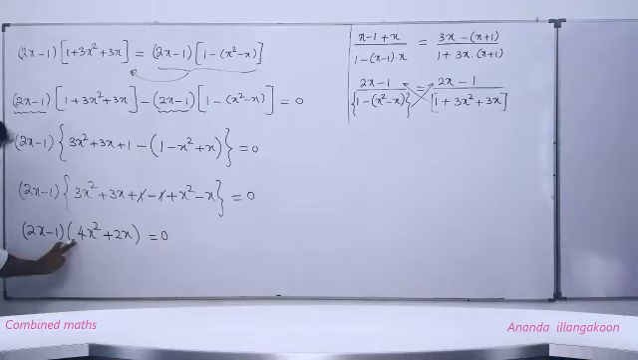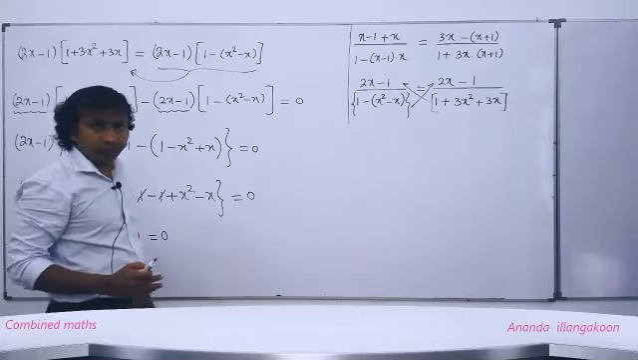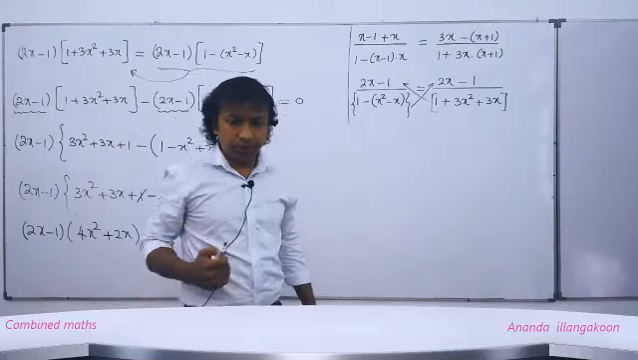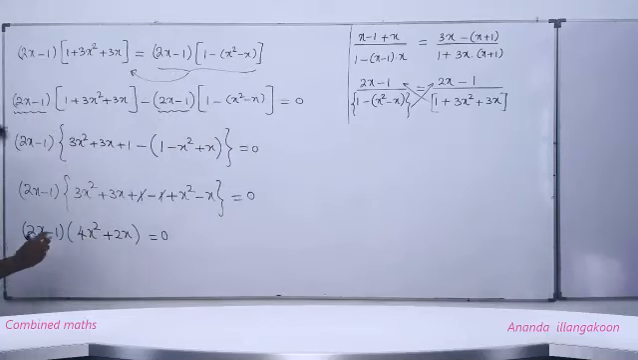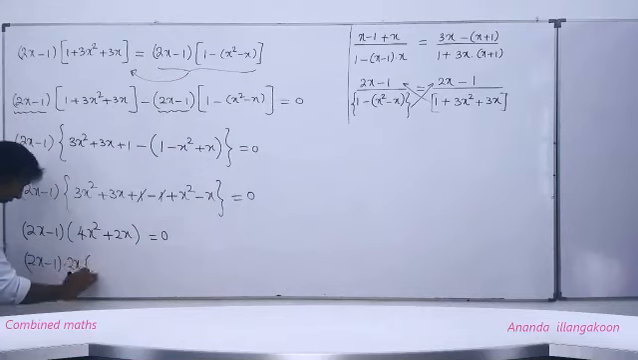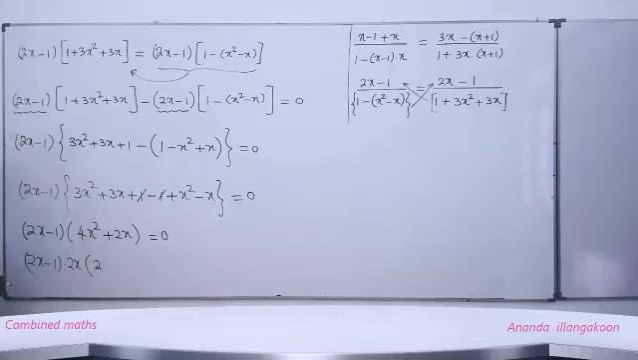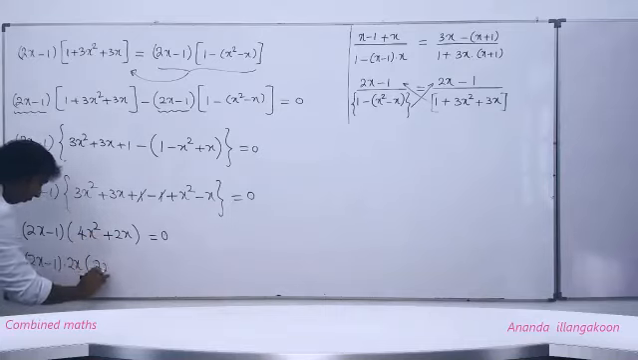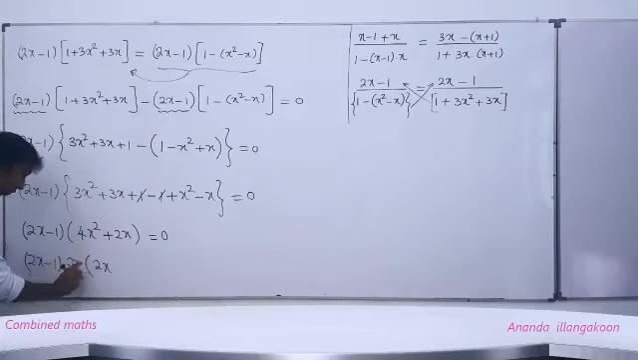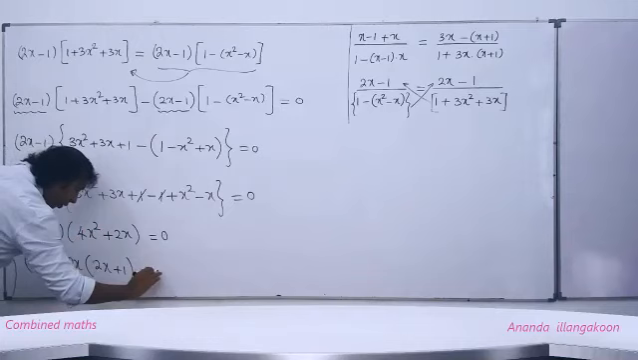And now, people, from this bracket you can take 2 as common and x as common. 2x is common, take a 2x out. Here we have 2x minus 1. To take 2x out, we should divide both by 2x. In this 4, when you divide by 2, we get 2. When you divide this x squared by x, we get x. When you divide this 2x by 2x, we get 1. Equals 0. Okay?